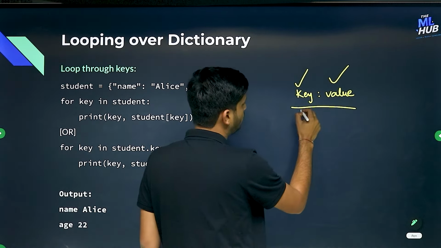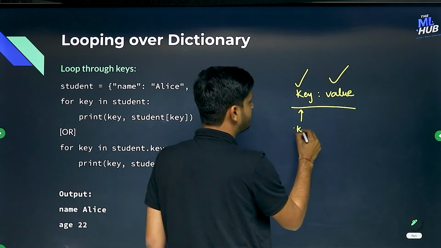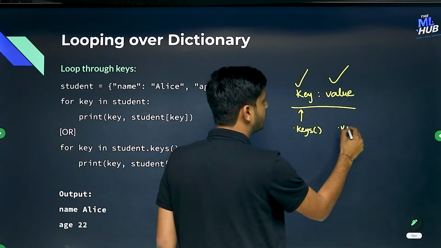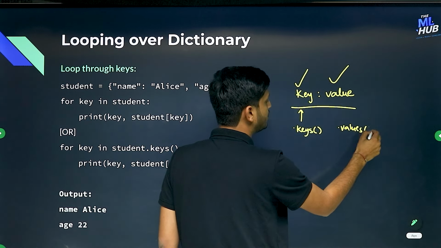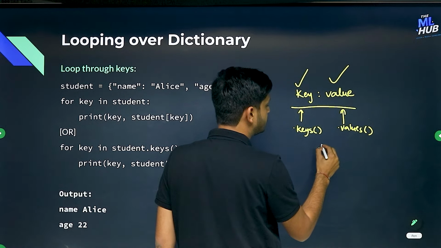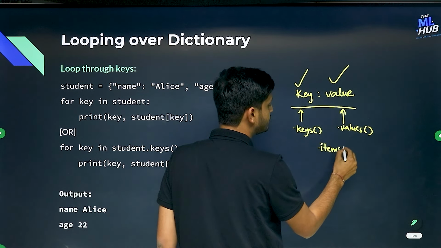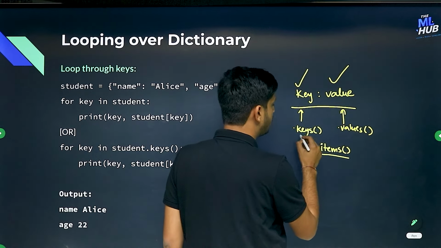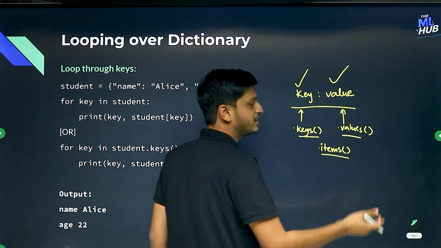So if you want to iterate over only keys, you can use the dot keys function. It will give you all the keys. If you want to iterate over all the values, you can use the dot values function. This will give you all the values. And if you want to iterate over key and value both, you can use the dot items function. This will give you a tuple, which will have keys and values both. So since all of them give you an iterable, you can iterate over them.